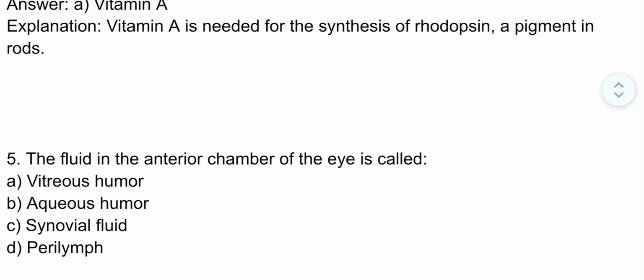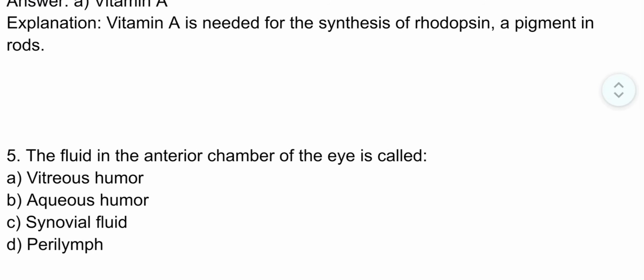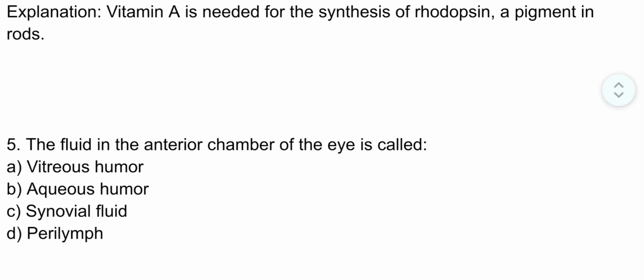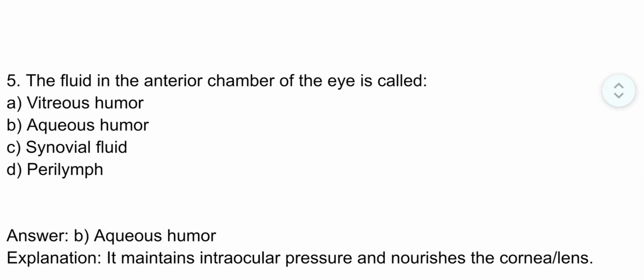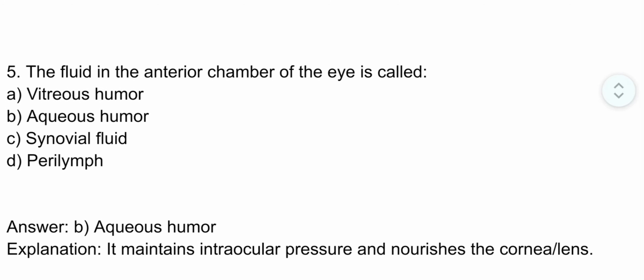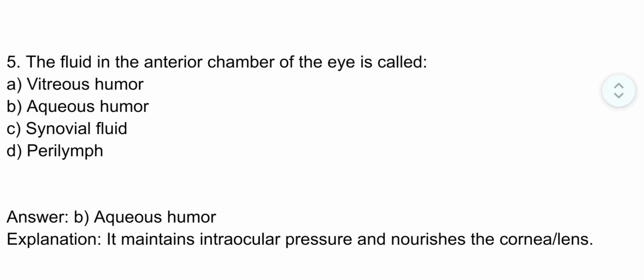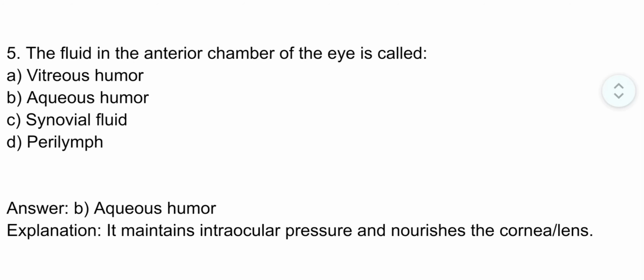Question number 5. The fluid in the anterior chamber of the eye is called... The correct option is option B. Aqueous humor. It maintains intraocular pressure and nourishes the cornea and lens.